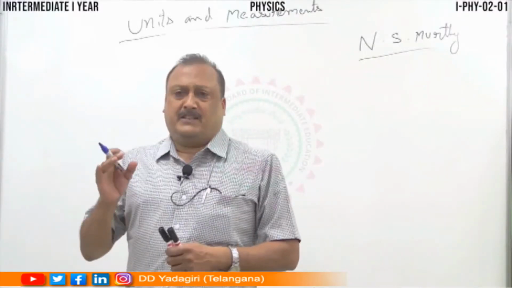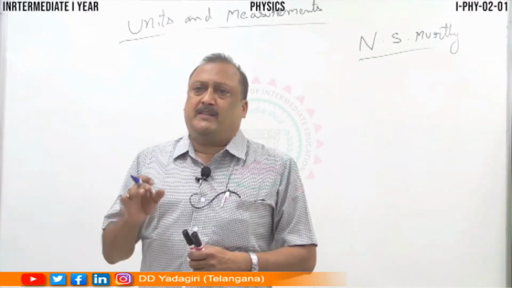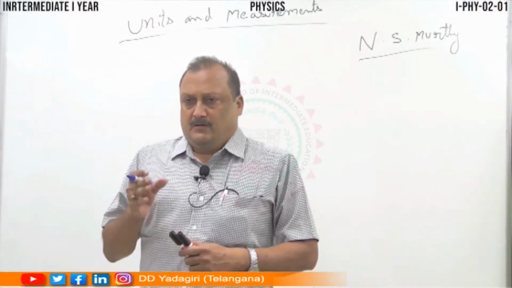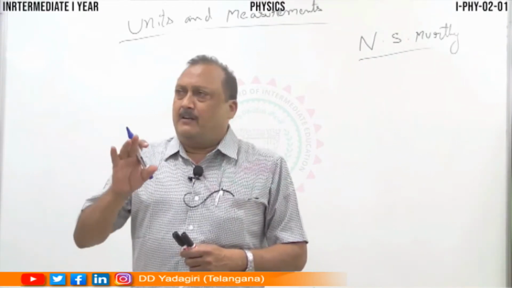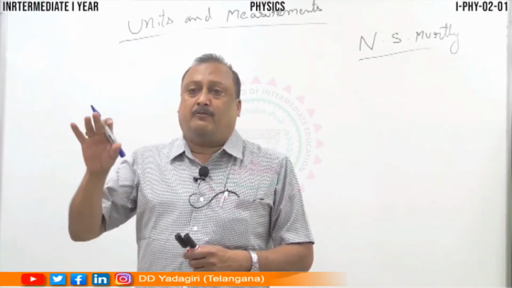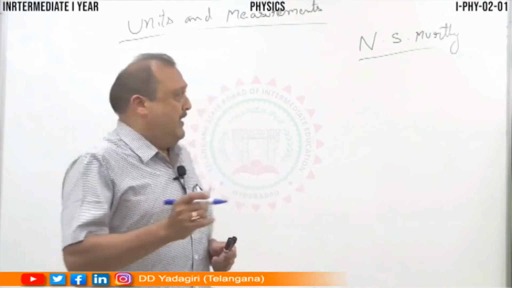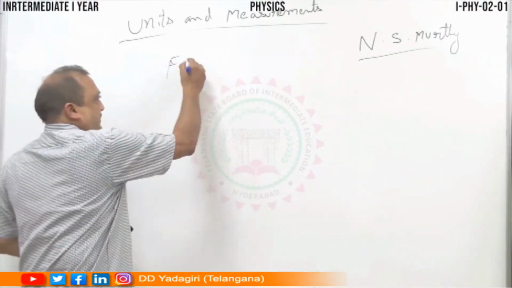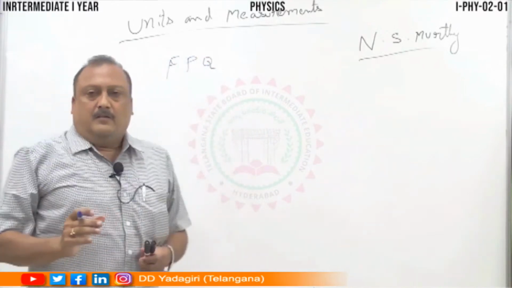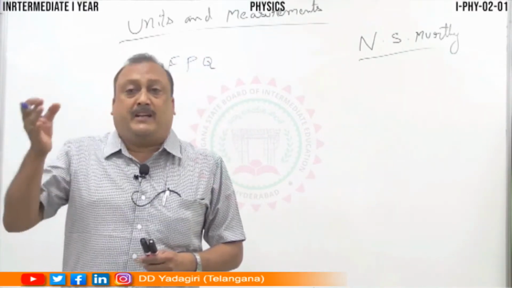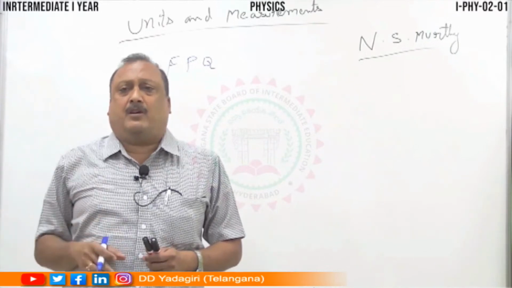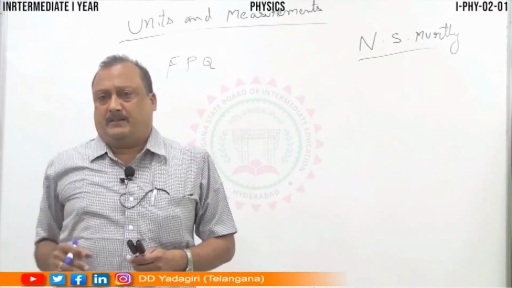Second chapter in first year physics is units and measurements. We divided physical quantities into two groups: fundamental physical quantities and derived physical quantities. Fundamental physical quantities are those that are independent of other physical quantities. The physical quantities that are independent of other physical quantities are called fundamental physical quantities.